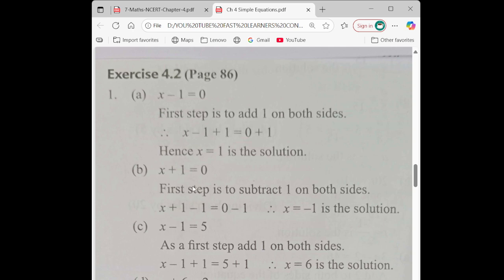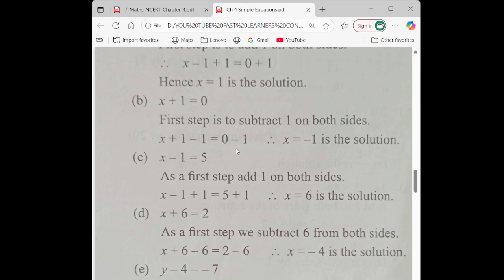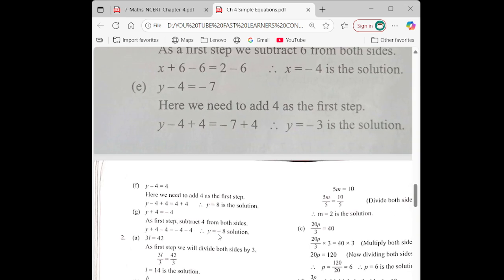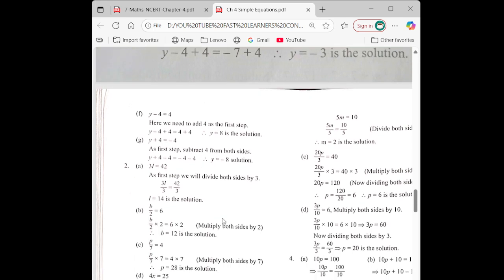Same way, x plus 1 equal to 0. So we will add minus 1 on both the sides. So here x is equal to minus 1 because plus 1 minus 1 becomes 0. Same way, whatever number is extra given here in the equation, that many number you will either add or subtract here, and you will get the answer. Okay.